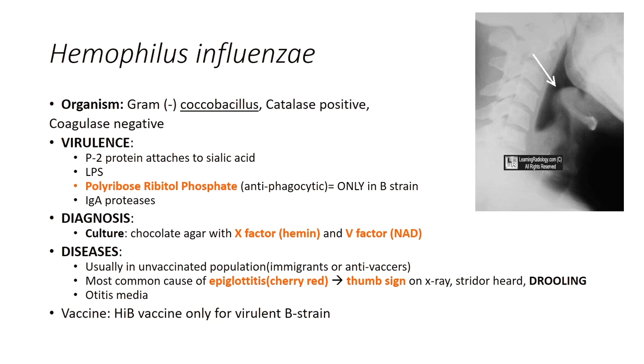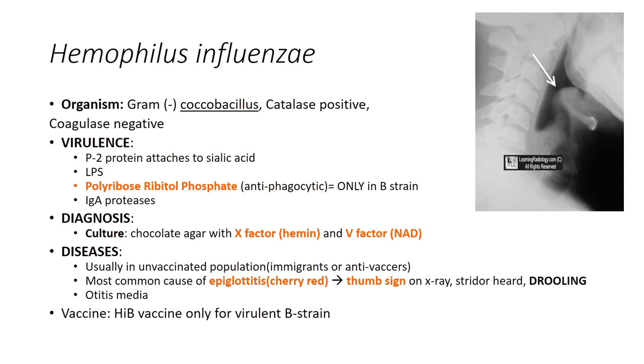Virulence factors: it has a P2 protein, which allows for attachment in respiratory epithelium. It has LPS, well, duh, it's gram negative, and that's why it causes meningitis and also sepsis, because the lipid A of your LPS can do that. It also has IgA protease that allows for cleaving of your IgA, and so it can help avoid the immune system within your respiratory tract.